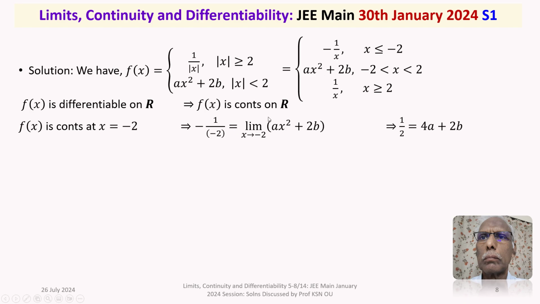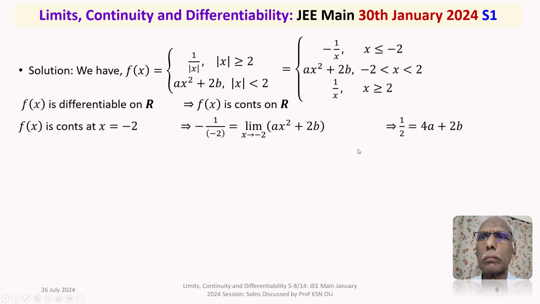And the limit as x tends to minus 2 of ax square plus 2b. That means you are considering the right and left limits at x is equal to minus 2. Agreed. Then you will get this as 1 by 2 is equal to 4a plus 2b. That is our first equation.